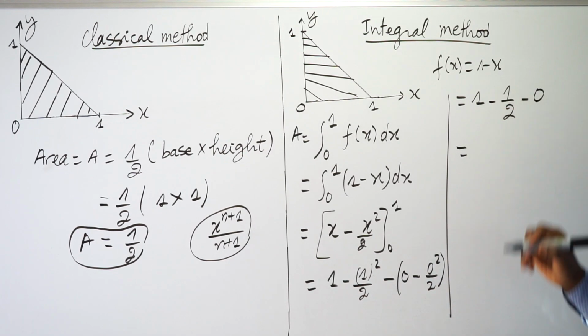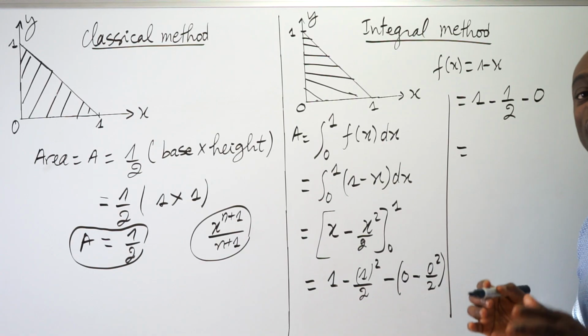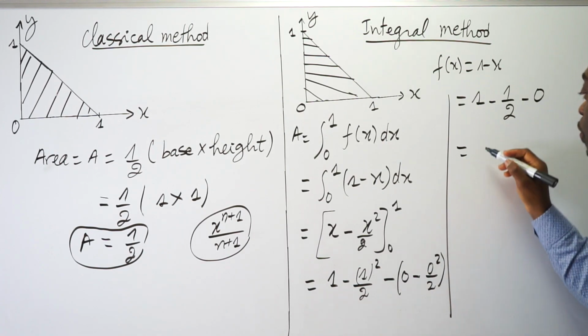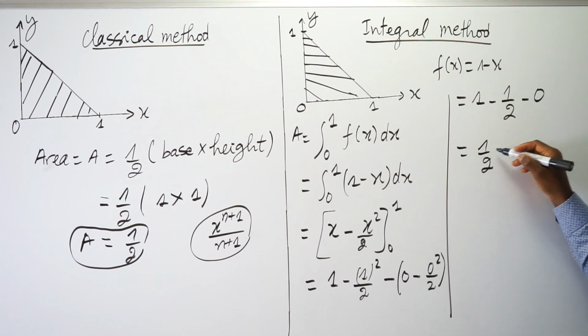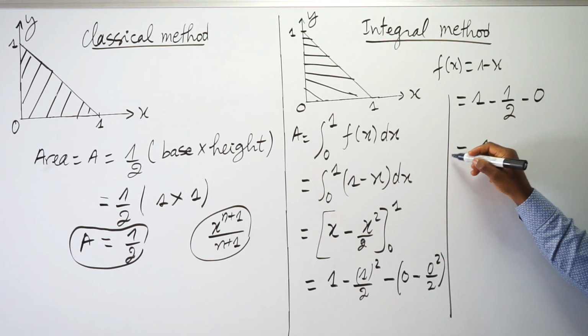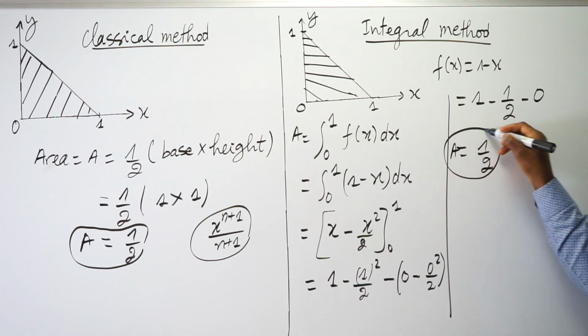So what is 1 minus half? You take away half from 1. Simple as that. You have half left. Don't think too much. So this is 1 over 2 minus 0, which is just 1 over 2. So the area in this case also is 1 over 2.